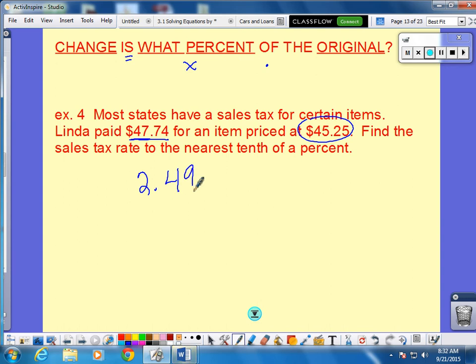All right. So change is what percent of the original price before taxes? 45.25. Now that's how I set up the equation. I subtract to find the change. Is and of are obvious. What percent is obvious, that's my variable. This is my original price. All right, so just divide both sides by 45.25.